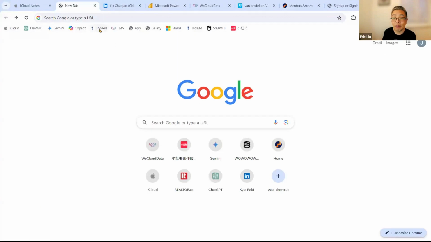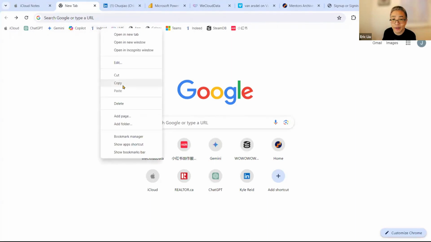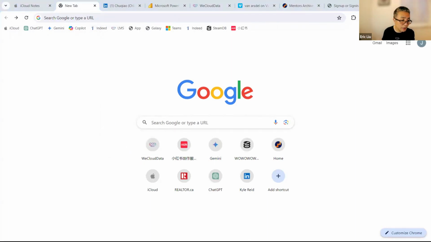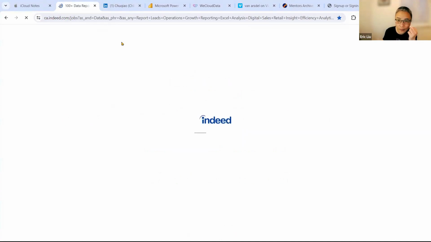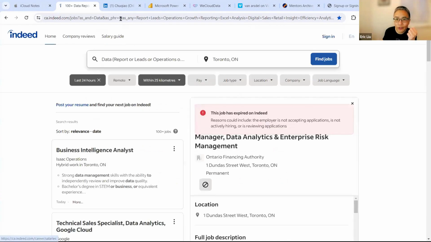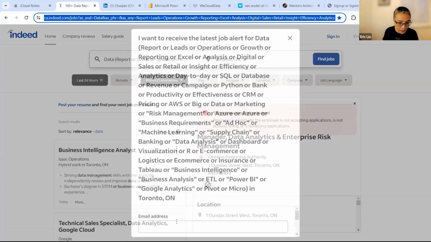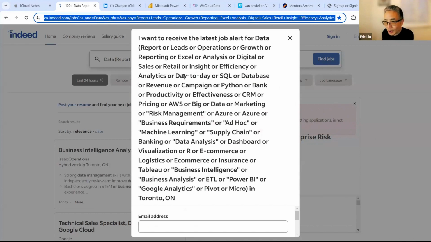I have bookmarked this Boolean search, and I can actually post it on the chat. Wait, let me try again. So this is working. Let me just copy paste it. You can see, take a look.